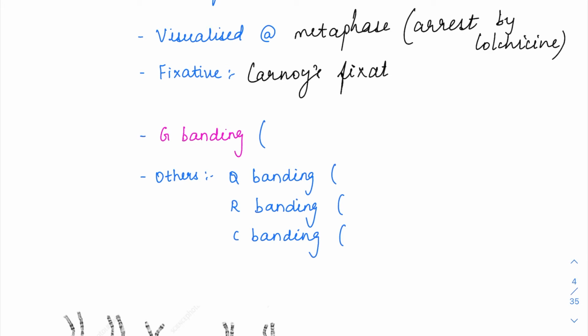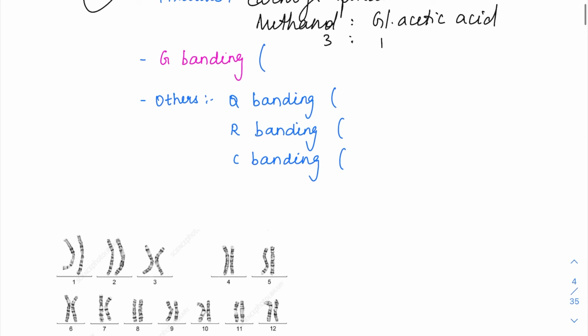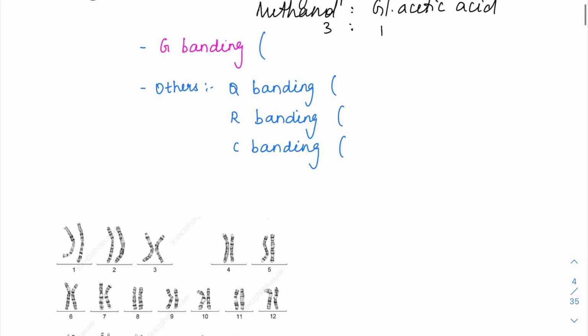Carnoy's fixative has methanol and glacial acetic acid. So methanol to glacial acetic acid will be in the ratio of 3:1. All of this again has been asked as MCQs. For visualizing, you will have to stain the chromosomes. The most common staining method is with the Giemsa stain.